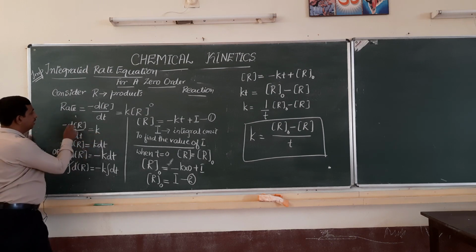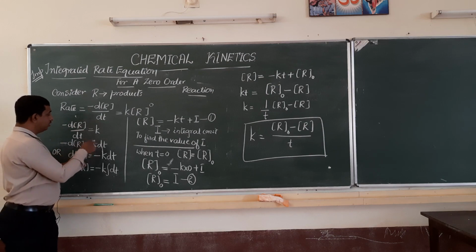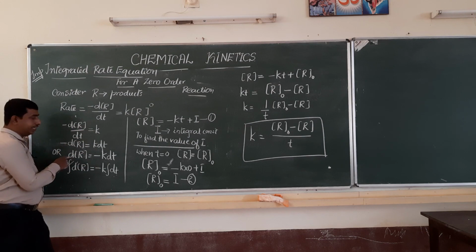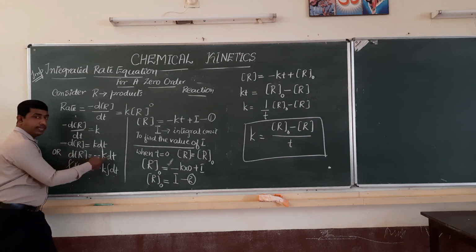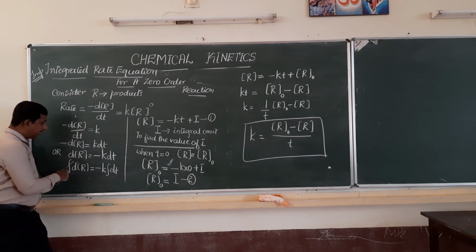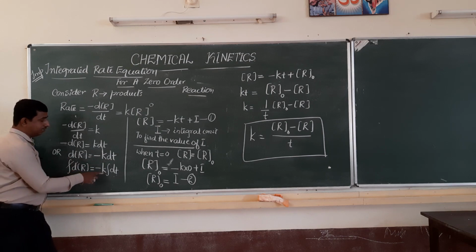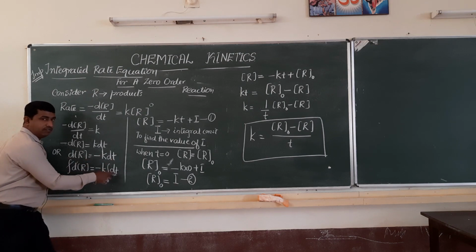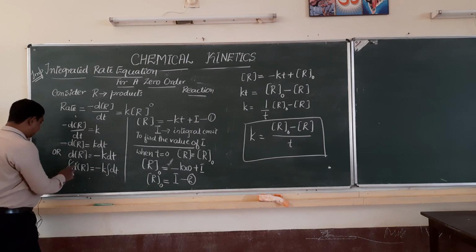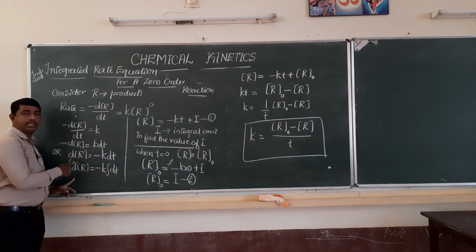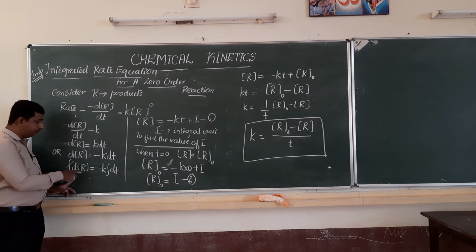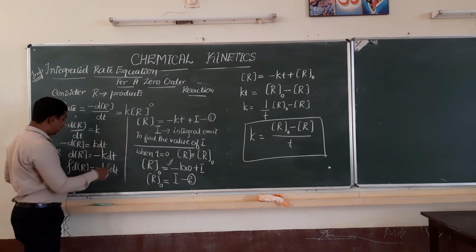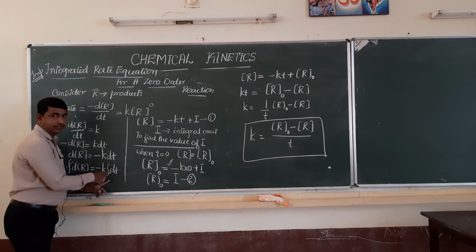Cross multiply: minus dR equal to k into dt. On integrating this equation, or plus dR equal to minus k dt, the integral of dR is equal to minus k, which is a constant so it is taken outside, integral of dt. Differentiation and integration are inverse to one another, so they will cancel out. So the integral value of dR is R, and the integral of dt is t.